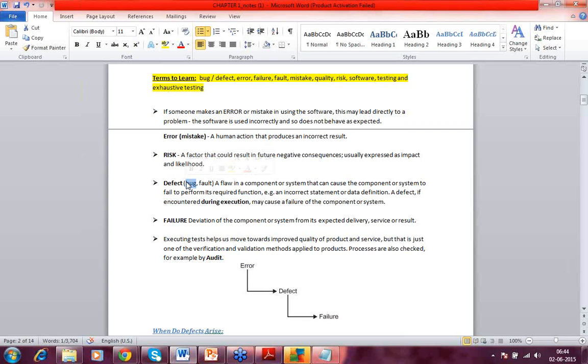Is that fine, Vibhu? What is the difference between the bug and defect? Any programming error, you can call it a bug. Any deviation from the expected behavior, you can call it a defect.